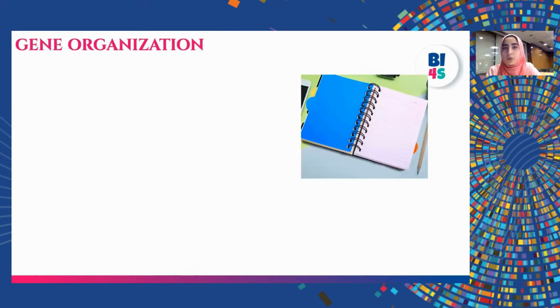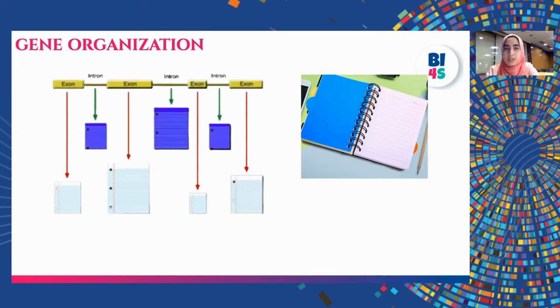Now, how are these genes organized within our genome? You must be familiar with these multi-subject notebooks wherein there are multiple white pages separated by some colored pages. The white pages are the ones that we can actually write upon. So these white pages are the actual functional part. And these colored pages are just the dividers, the separators present within the book.